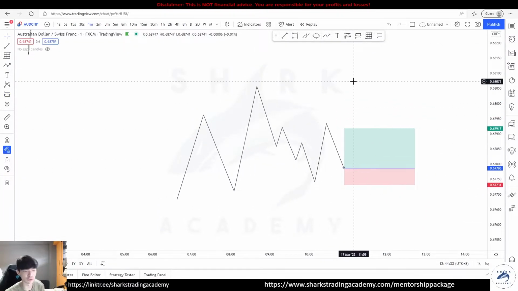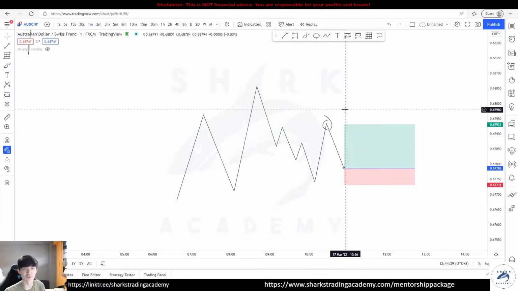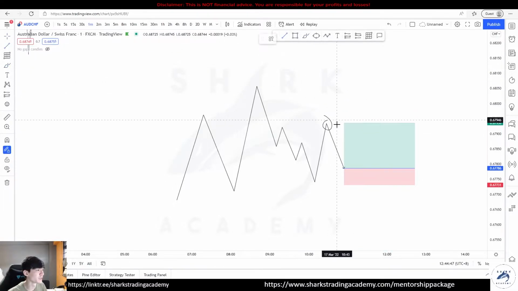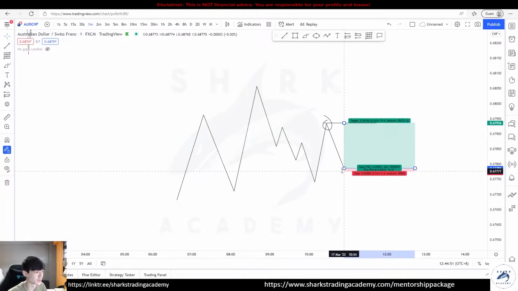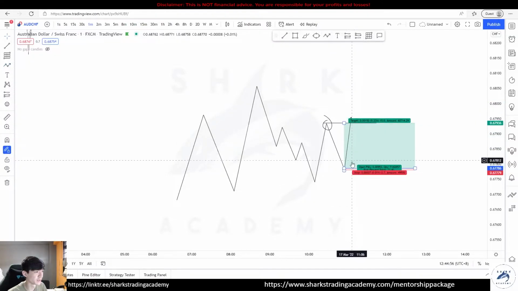What do people do usually? When price taps into this high, they take partials. Some traders take 20%, some take 30%, some take 50%, some traders just take everything. Some traders don't even take partials. Price taps into this area, and what they do is shift their stop loss just beneath this low. Can you see? When it breaks high, they shift their stop loss just beneath this low.